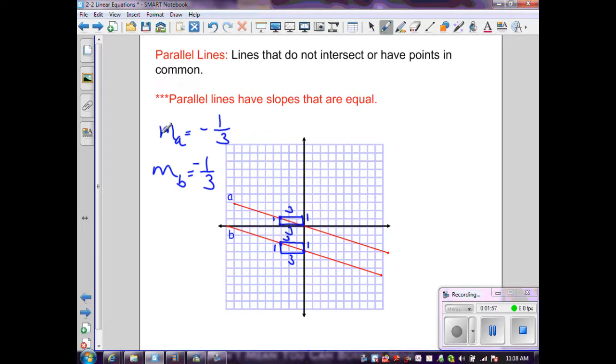Now I realize that my slope for A and B are equal. Therefore, I know that line A and B are parallel. And this is the symbol for parallelism. Line A is parallel to line B.